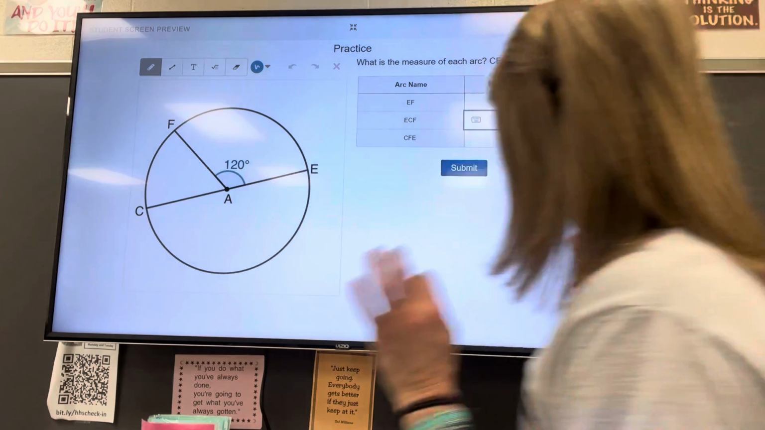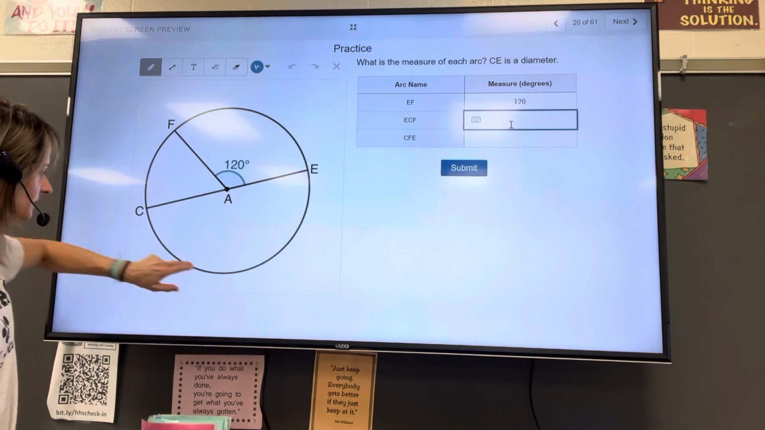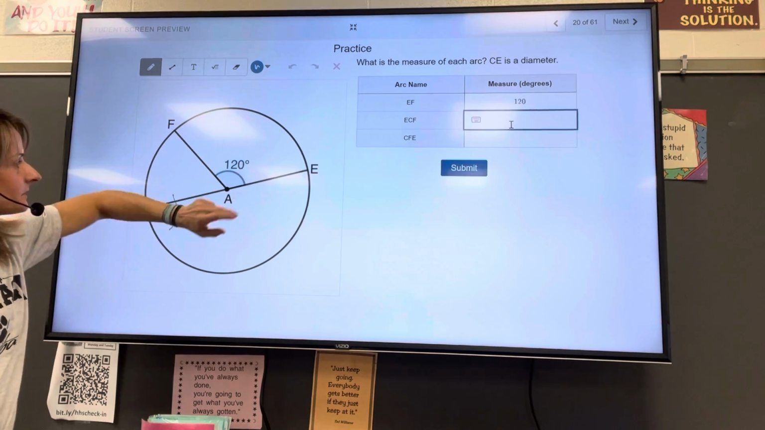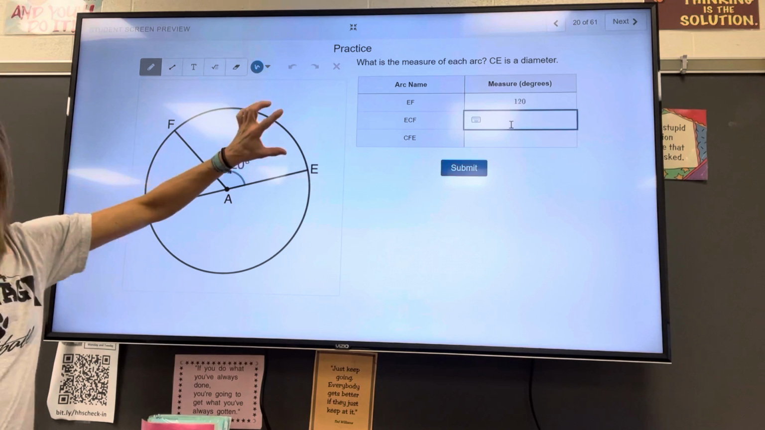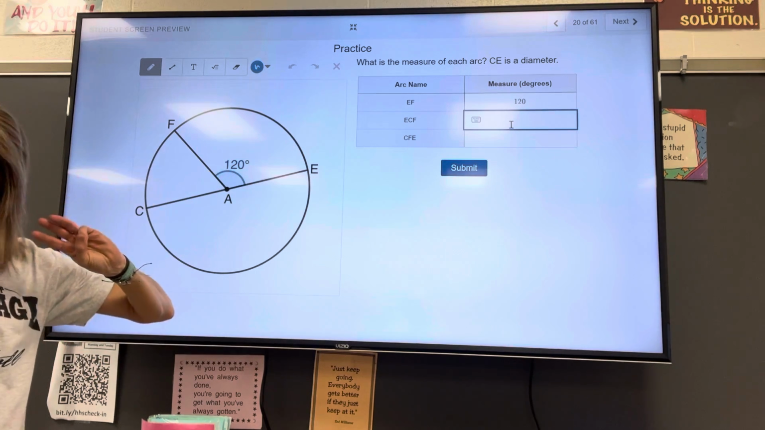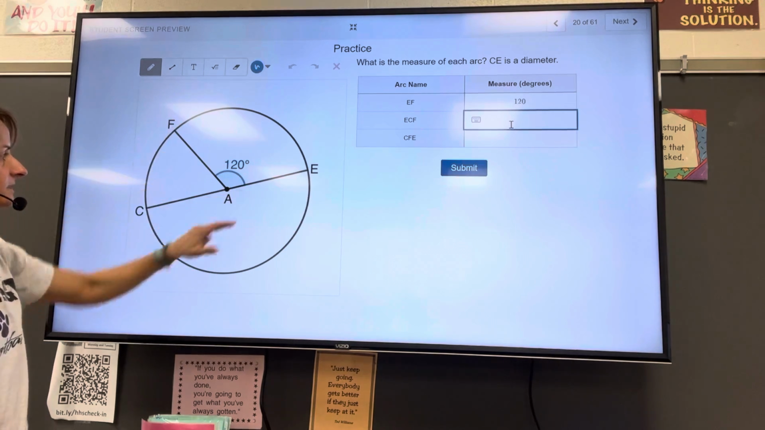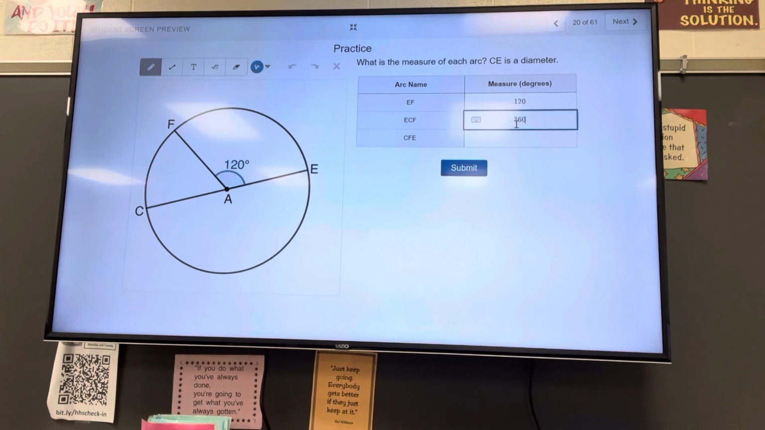These two, we have to be very careful about which direction we're going. E, C, F. E, and then we go to C, and then F. They're talking about this arc right here. Whereas CFE starts at C, goes through F, and goes to E. So the order of the letters tells you which direction you're going. And if you see 3 letters, you know it's 180 or greater. So ECF is just going to be 360 minus the 120. And CFE is 180. That's halfway around.